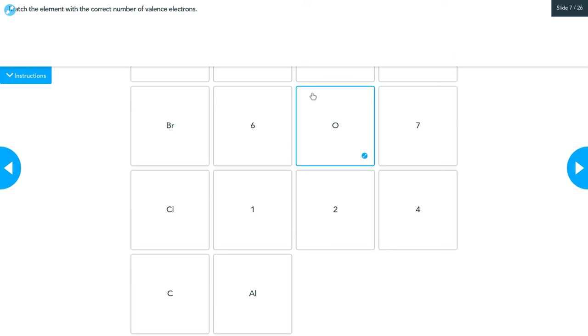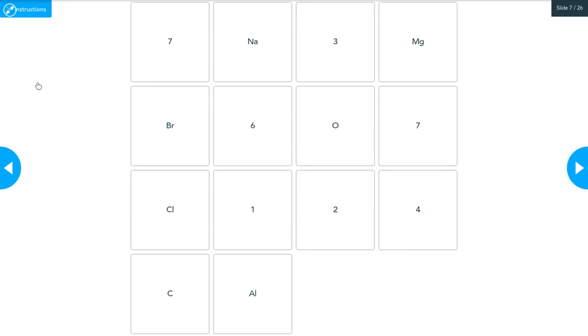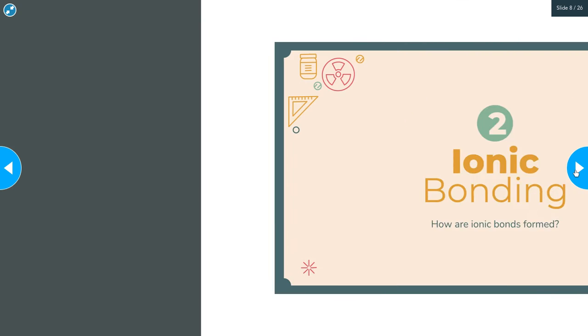The next slide, you are going to take that same valence electron table and a regular table and match up the element to its valence. So bromine is in group 17, so it has 7 valence. Just match those all up. That shouldn't be too hard.